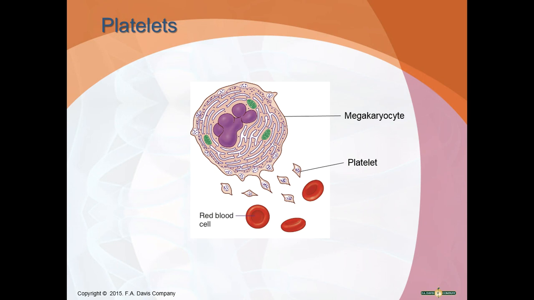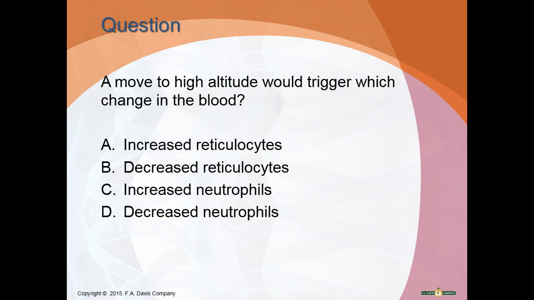If you want to look at a little bit more about platelets in your book, it's on page 263. And we're going to be talking about blood clotting and platelets. So a question: a move to high altitude would trigger which change in the blood?